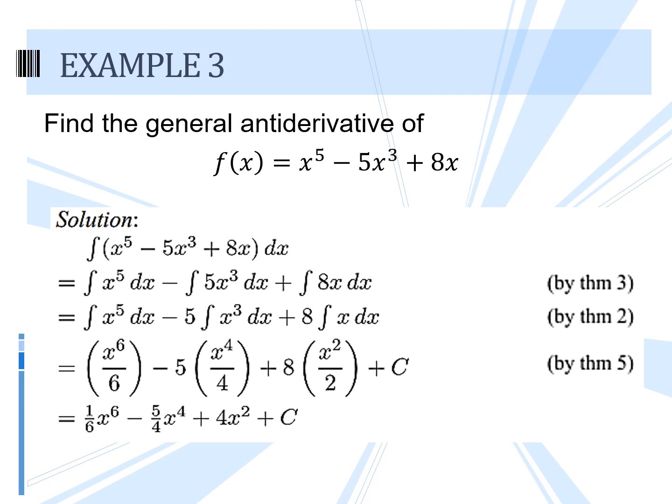By Theorem 5, we have the quantity x raised to 6 over 6 minus 5 times the quantity x raised to 4 over 4 plus 8 times the quantity x squared over 2 plus c. Therefore, the general antiderivative of the function is 1 over 6 times x raised to 6 minus 5 over 4 times x raised to 4 plus 4x squared plus c.